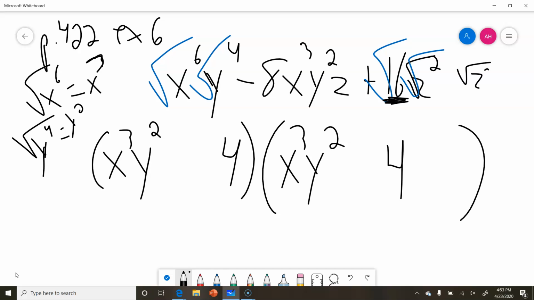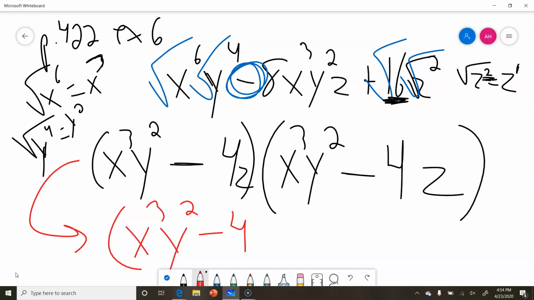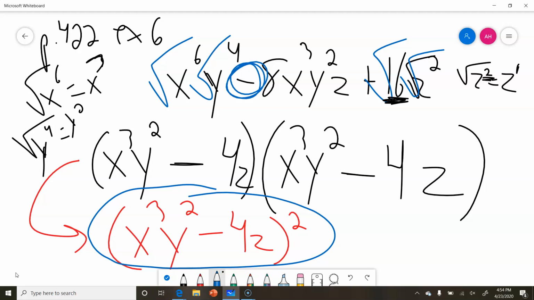And the square root of z squared is z, because I went from 2 of them, and I took it in half to get 1 of them. So z and z. And now I come here and I look at this sign, and it is a negative. So that means both of these are going to be negative signs. And that right there is my answer that I drop down and write as one problem, x cubed y squared minus 4z and all of that squared. And that is my final answer.